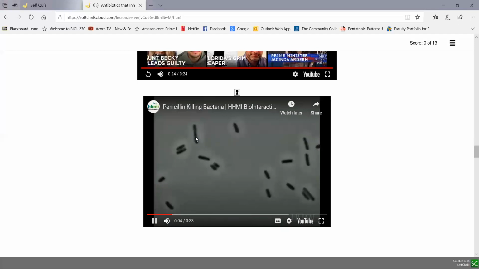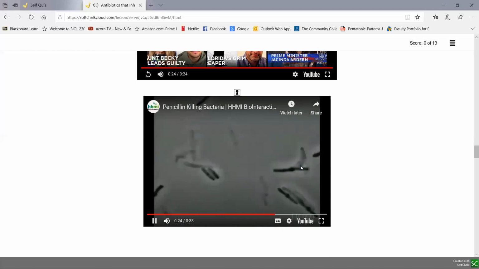So you see it growing. So there's the membrane coming out. So you see the membrane bulging out, and then all the cytoplasm flows out.